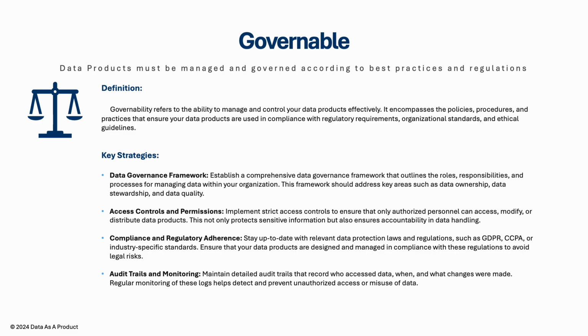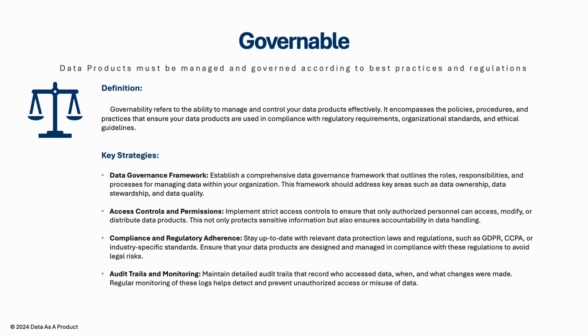To ensure that your data products are governable, consider the following strategies. First, a data governance framework. Establish a comprehensive data governance framework that outlines the roles, responsibilities, and processes for managing data within your organization. This framework should address key areas such as data ownership, data stewardship, and data quality. Second, access controls and permissions. Implement strict access controls to ensure that only authorized personnel can access, modify, or distribute data products. This not only protects sensitive information, but also ensures accountability in data handling.